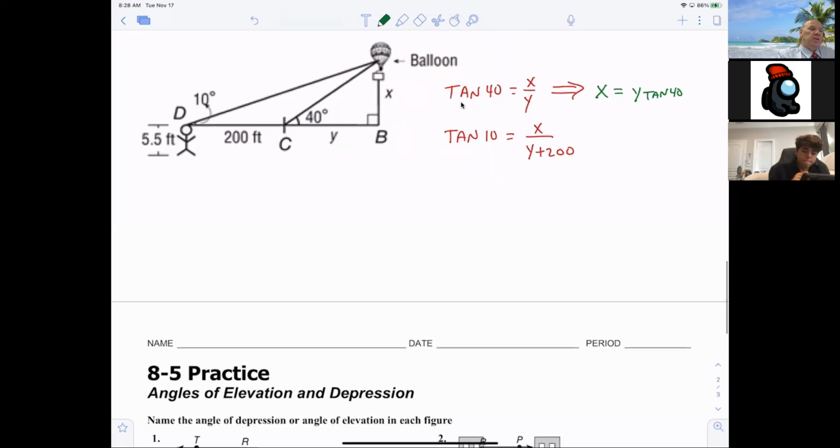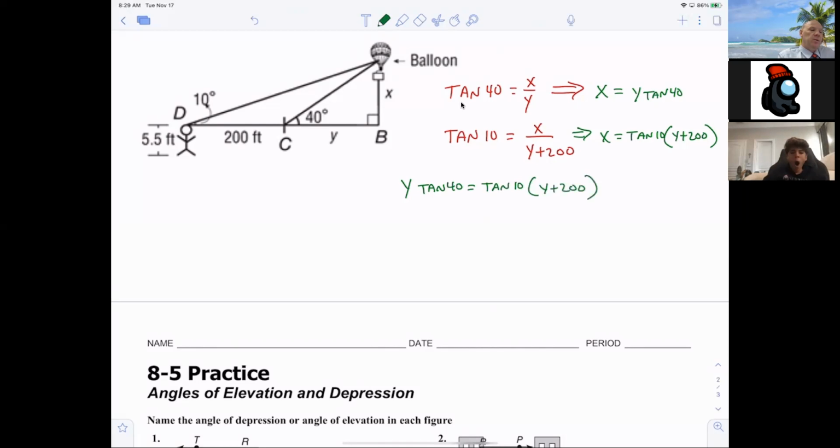So now, in the second equation, what does x equal? X equals tangent 10 parentheses y plus 200. I don't care how you write it, as long as you put parentheses around it. Everybody okay with that? So now what? Set them equal to each other. So now we have y tangent 40 is equal to tangent 10 times y plus 200. Is everybody okay with that? Any issues?